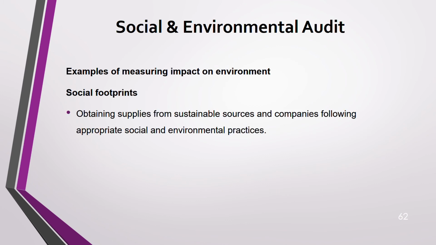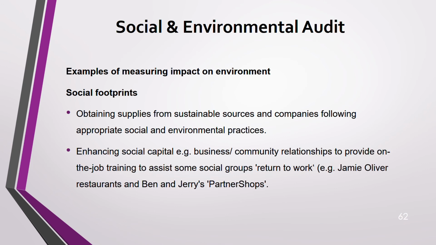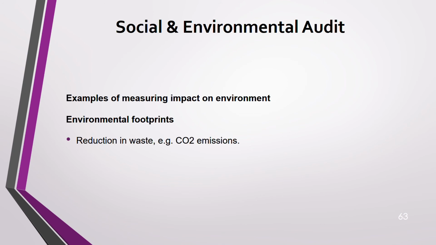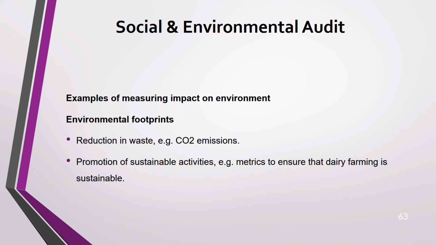Now, social footprint. How can you measure social footprint? That means the supply that you have got, is it from sustainable or unsustainable sources? Then, enhancing social capital. That means business community relationship is there. You are providing on the job training so that you can assist some social groups. Companies like Jamie Oliver Restaurant and Ben and Jerry's Pawn Shop have done it. Allowing employees paid time off to provide community services. Environmental footprint, how do you measure? Reduction in waste, promotion of sustainable activities. That means metrics to ensure that dairy farming is sustainable.